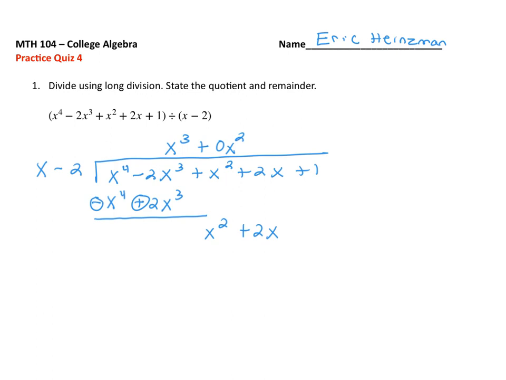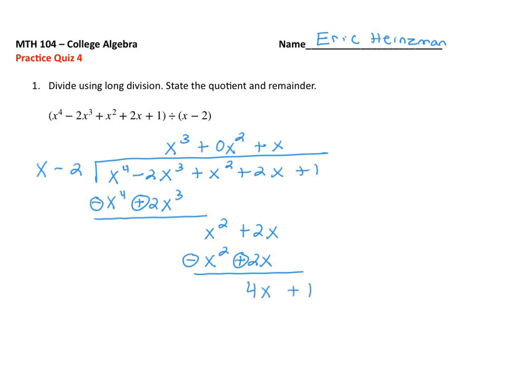Our goal now is to cancel an x squared by multiplying something to x. Well, x times x gives us x squared, so I'll put a plus x here. X times x is x squared, and x times a negative 2 is minus 2x. Now when you subtract these, that means you are really changing the signs on both of those. X squared minus x squared is 0, and 2x plus 2x is 4x. And I bring down the 1.